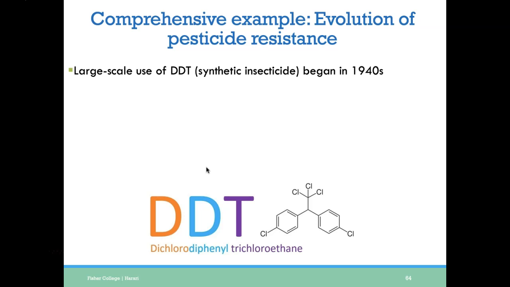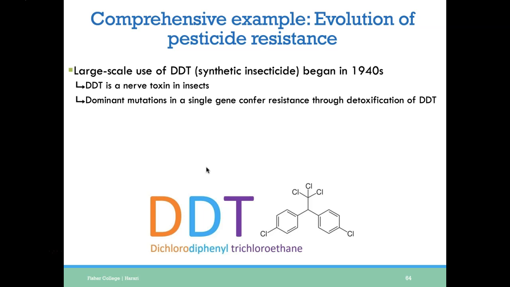And it would be able to reduce crop destruction by agricultural pests. So it was a really widespread insecticide. It works as a nerve toxin in insects. However, shortly after its introduction, there were dominant mutations found that allowed these insects to detoxify DDT and survive.